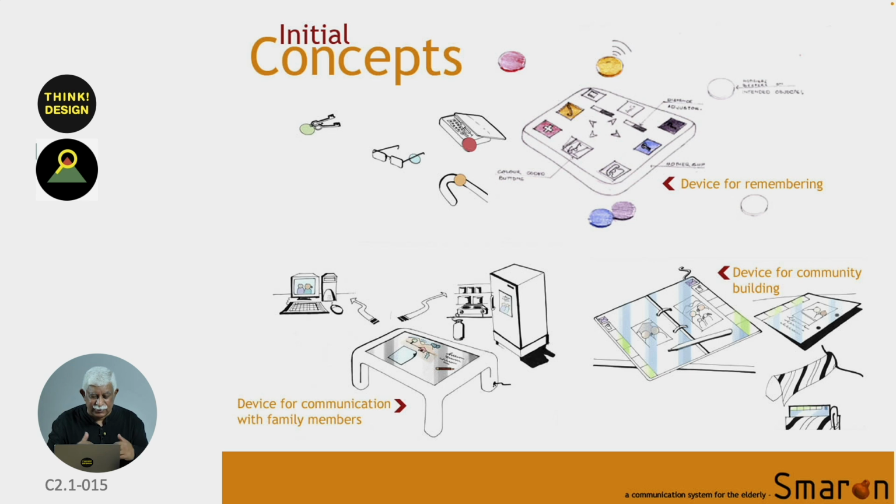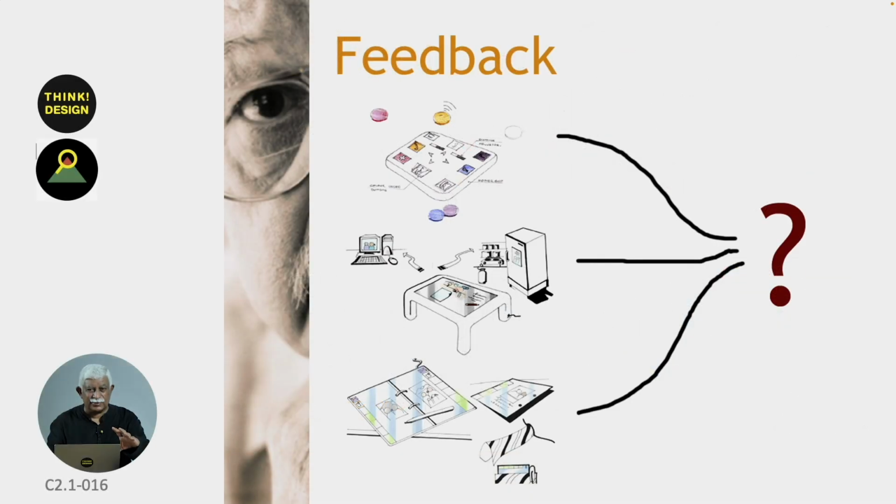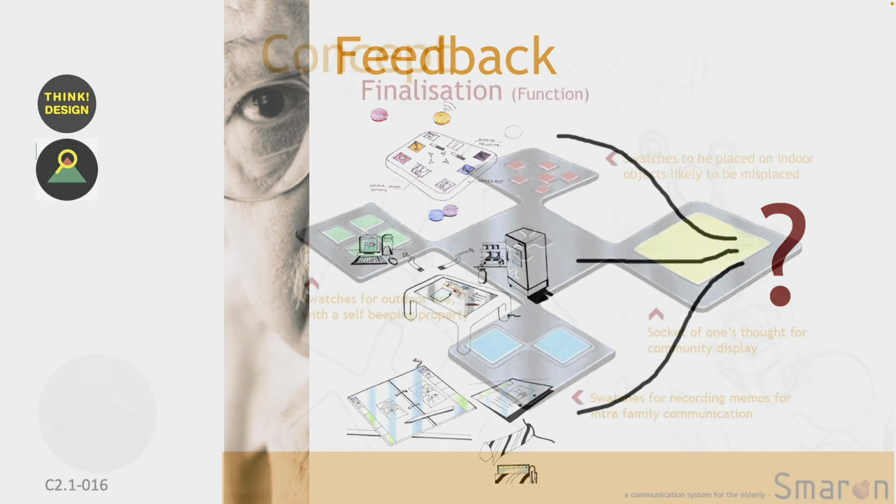So they had devices for remembering, devices for communicating with family members. You can see a lot of computers and online solutions. Devices for community building, how you can actually form social networks. So these are the initial concepts. They went with these concepts, and they got feedback from the same users that you saw before.